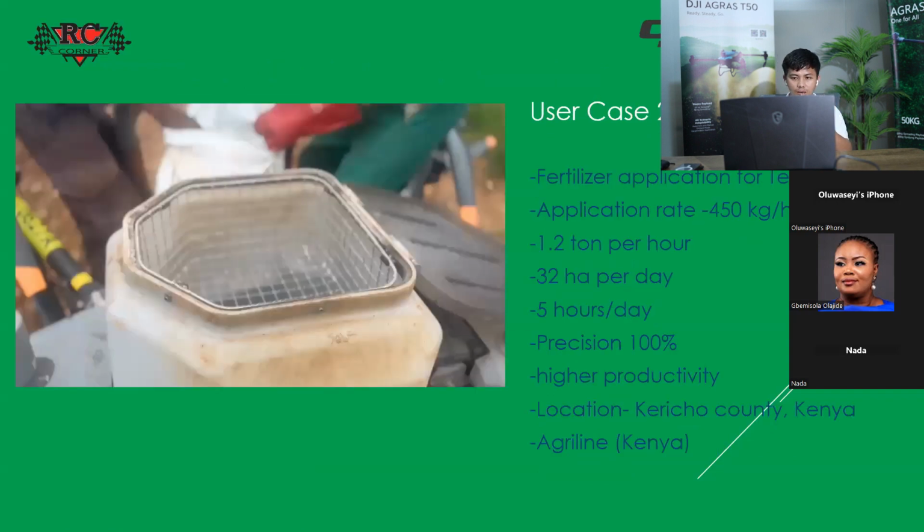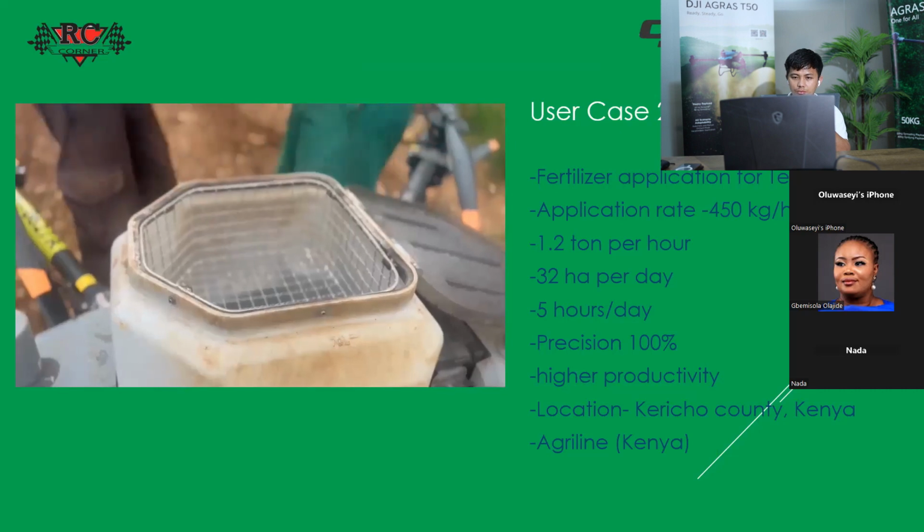This one is in Kericho County in Kenya. That is also fertilizer spreading, but the spreading rate is very high, 470 kilograms per acre. But at least they could finish 32 hectares. With manual spreading, it takes too much time. Even with a plane, it spreads near the river, which causes environmental issues. So now they go with the drone as well.